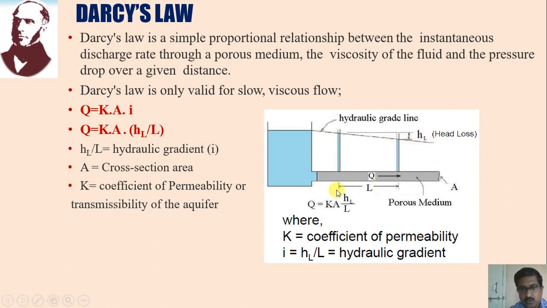Okay. What is L? It is the length of that particular medium, the porous medium present there. So HL by L represents the hydraulic gradient. Okay, K is the coefficient of permeability and A is the cross sectional area of that medium.